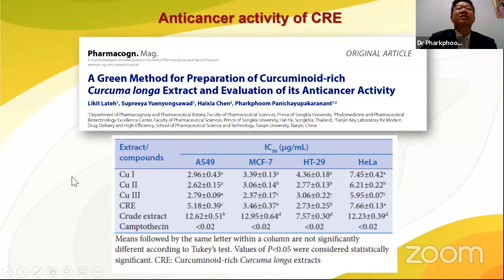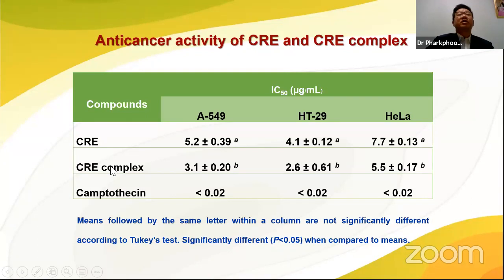We also tested the anti-cancer activity of the curcuminoid-rich extract when compared to its markers, curcumin, demethoxycurcumin, and bisdemethoxycurcumin, and also with the crude extract. You will see that the curcuminoid-rich extract gave almost the same anti-cancer activity against cancer cell lines. And when we increased the water solubility in the form of the CRE complex, it also had more potent anti-cancer activity against three cell lines, including lung cancer, colon cancer, and HeLa.